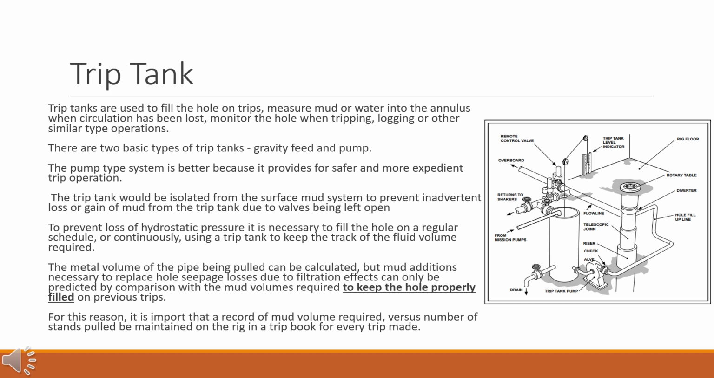To prevent loss of hydrostatic pressure, it is necessary to fill the hole on a regular schedule, or continuously, using a trip tank to keep track of the fluid volume required. The metal volume of the pipe being pulled can be calculated, but mud additions necessary to replace hole seepage losses due to filtration effects can only be predicted by comparison with the mud volumes required to keep the hole properly filled on previous trips. For this reason, it is important that a record of mud volume required versus number of stands pulled be maintained on the rig in a trip book for every trip made.